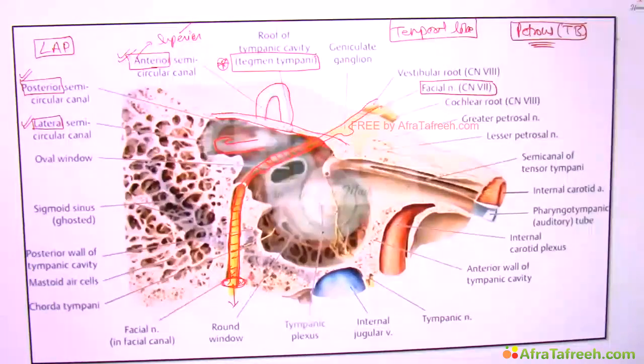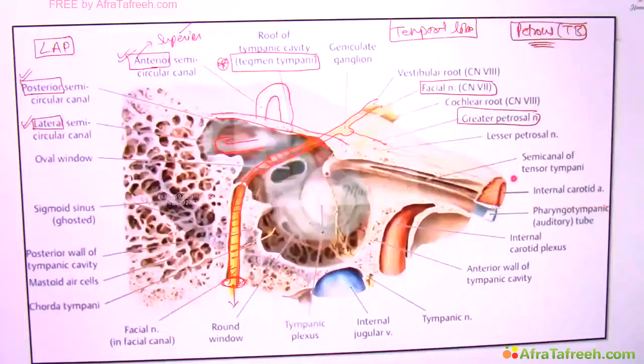Now you will notice that when it was in the middle ear cavity, it gave a branch, and that was called the greater petrosal nerve. If you remember, this greater petrosal nerve is given after the geniculate ganglion, and it is running at the floor of the cranial cavity. It is running towards the foramen lacerum. At the foramen lacerum, it will join.